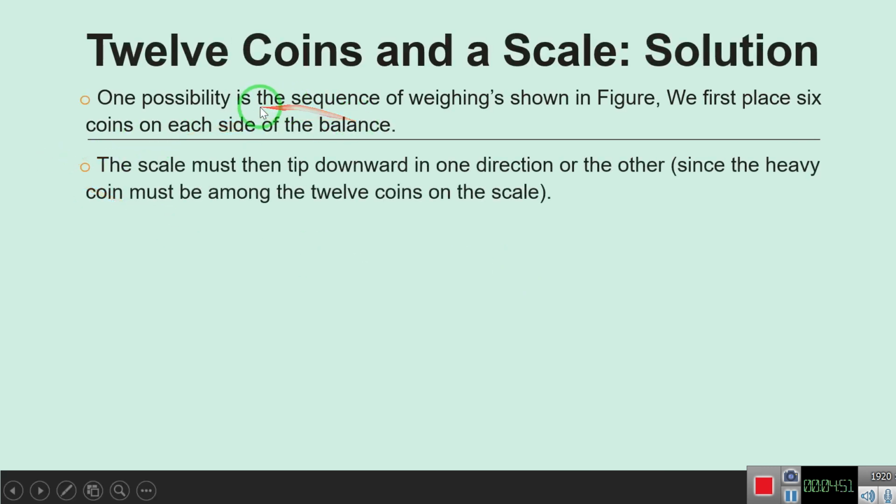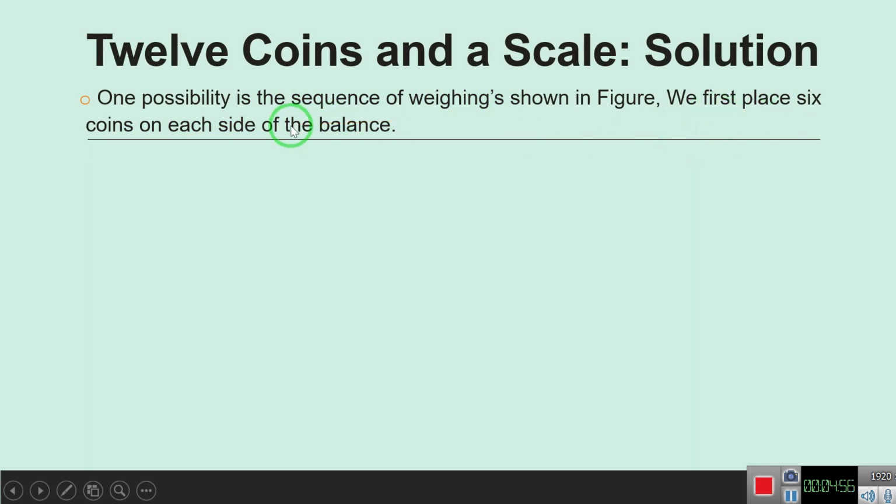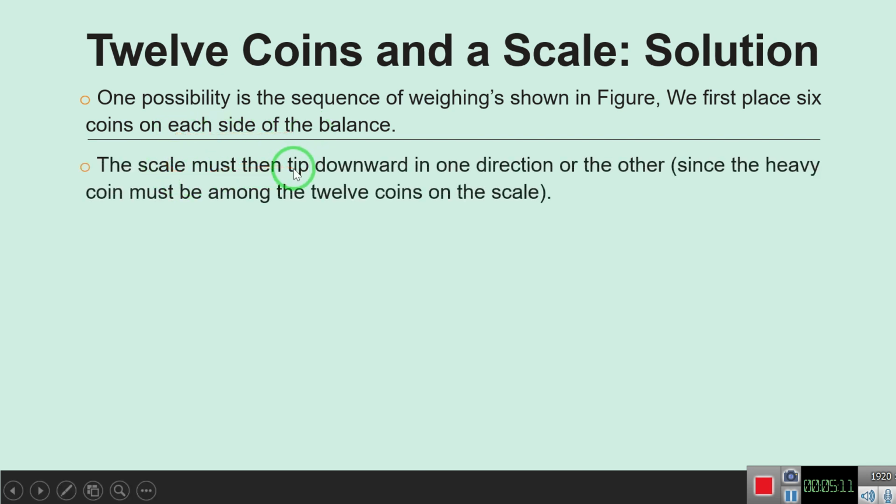Okay, one possibility is the sequence of weighing, which will be shown in the figure in a later case. We first place 6 coins on each side of the balance, so that it will give some result, wherever the heavy coin is there, that will tilt down. The scale must then be tipped downward in one direction or the other, since the heavy coin must be among the 12 coins on the scale. So 6 coins left, 6 coins right, the heavy coin will be on either side. So it will tip downwards where the heavy coin is available.